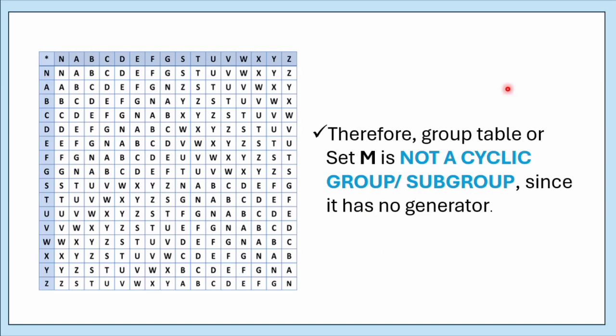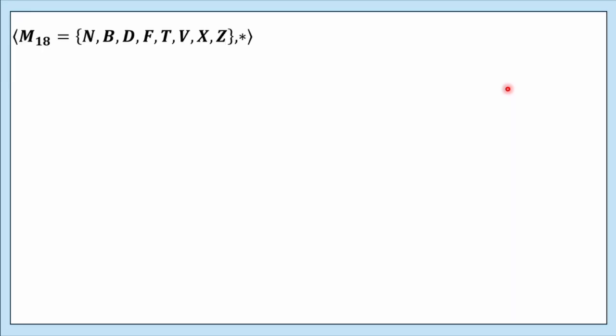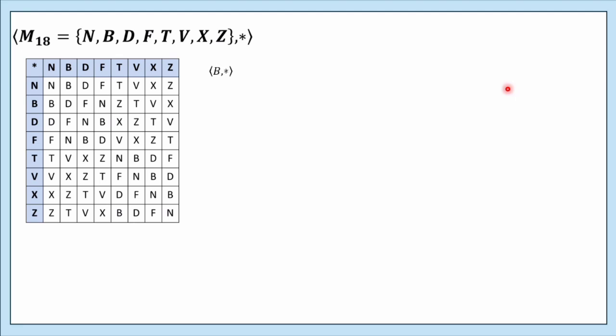Therefore, the group table or the set M is not a cyclic group since it has no generator. Then next we have M sub 18 is equal to the set of N, B, D, F, T, V, X, and Z under the binary operation star. So let's start with B.